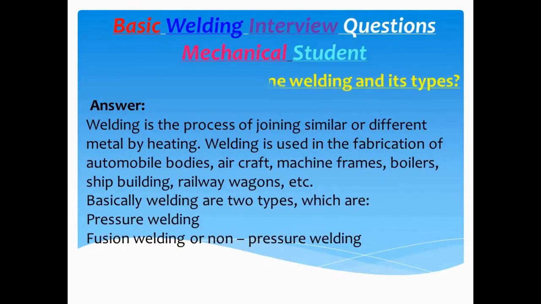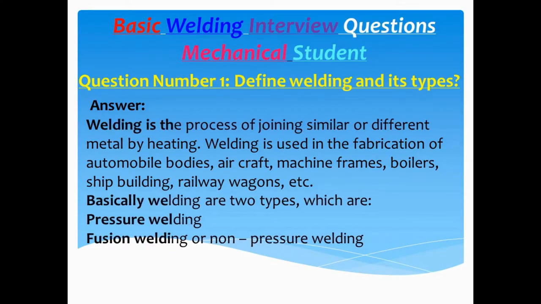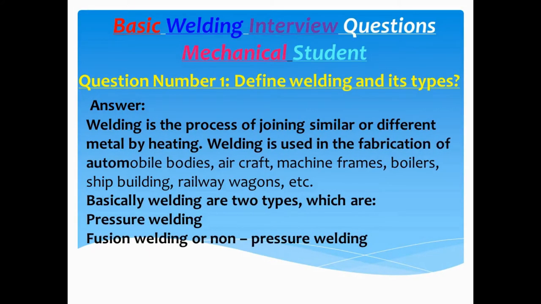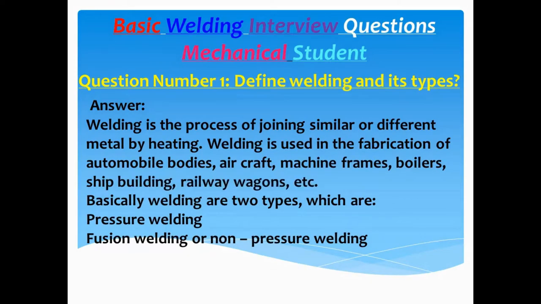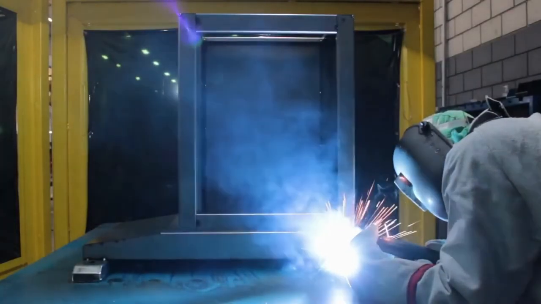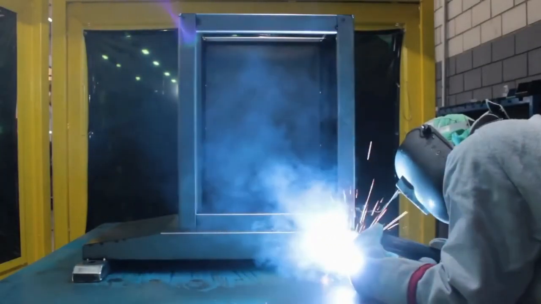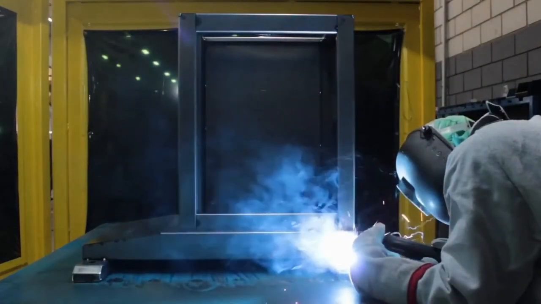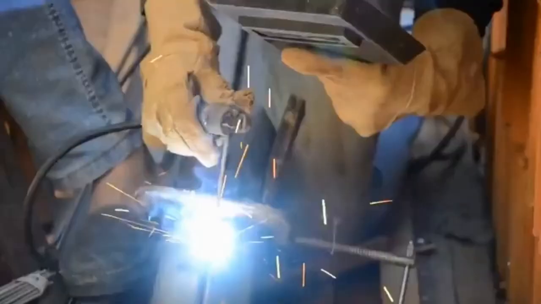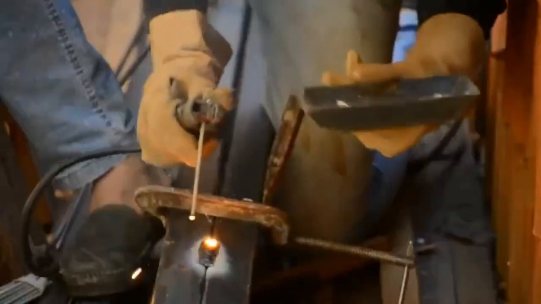Question number 1. Define welding and its types. Answer. Welding is the process of joining similar or different metals by heating. Welding is used in the fabrication of automobile bodies, aircraft, machine frames, boilers, shipbuilding, railway wagons, etc. Basically welding is of two types: pressure welding and fusion welding or non-pressure welding.